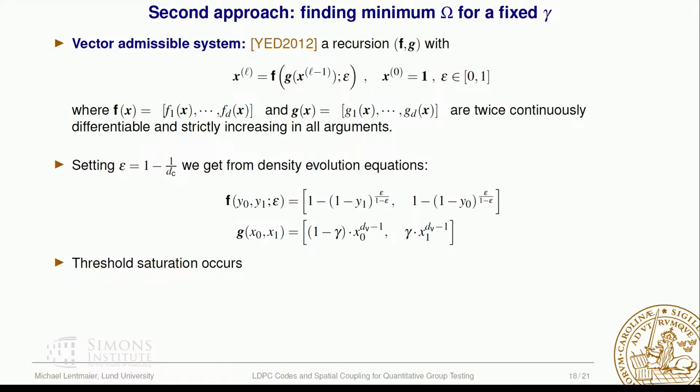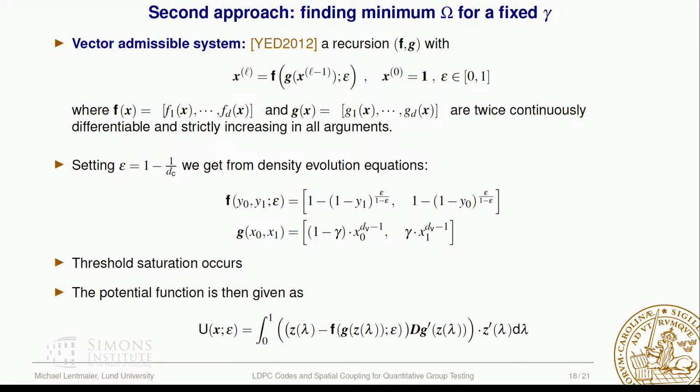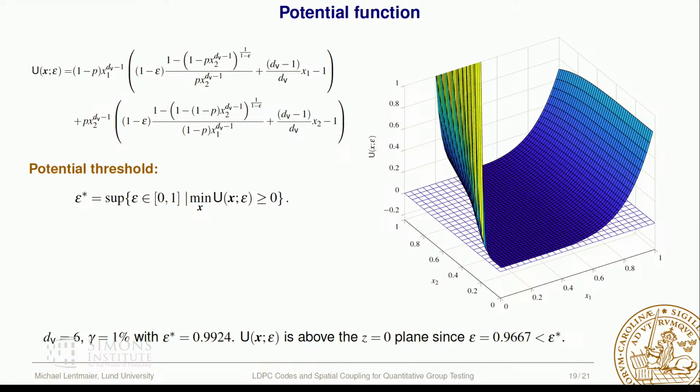And then we can prove that threshold saturation occurs. And then we can define the potential function, and it worked out to even explicitly derive it for this case. This is a plot for this potential function. We have these two coordinates, and this depends on the value of epsilon we have. And in this case, everything is non-negative. So we actually look for the parameter epsilon for which this function is touching the all zero plane down here, and that gives us a potential threshold.